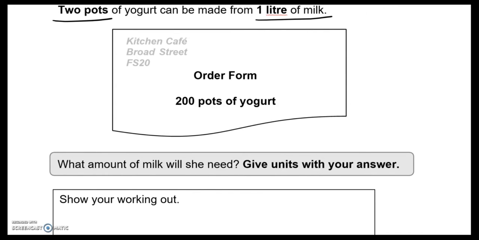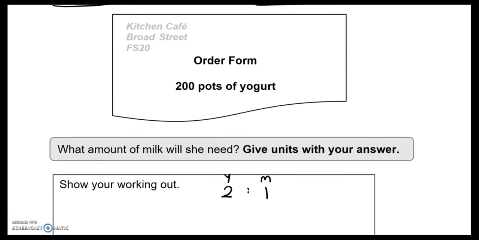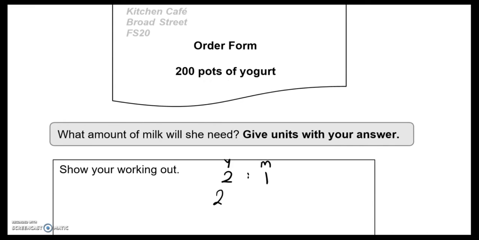So for 2 pots of yogurt, 1 litre of milk is needed. What about 200 pots of yogurt? So to get from 2 to 200, we've multiplied by 100. So we'll do the same over here. So 100 litres of milk.